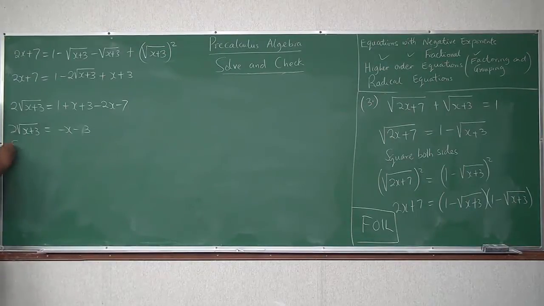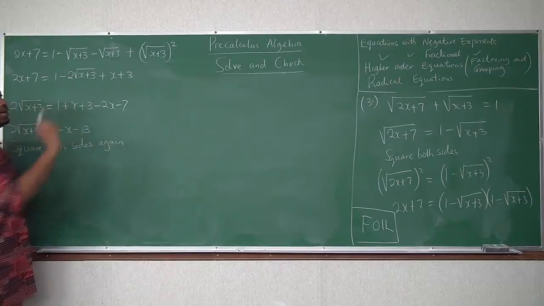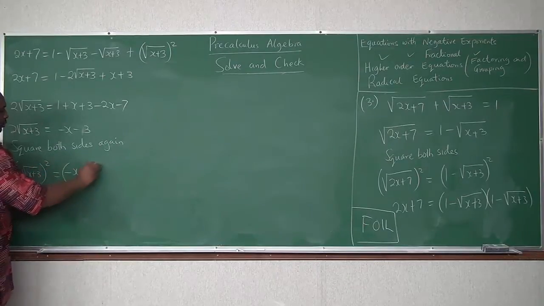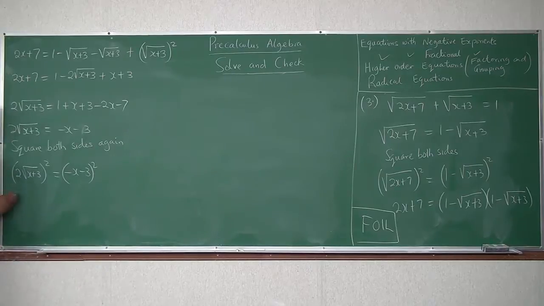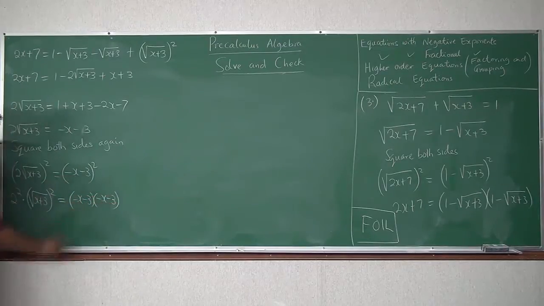Now, we have to do what? Square both sides again. This is the second time. If you see two radicals, you will square two times. So this means 2 square root of x plus 3 all squared is equal to minus x minus 3 all squared. Okay, now this means 2 squared times radical x plus 3 all squared. This is the law of exponents. Equal to, you FOIL this, minus x minus 3 times minus x minus 3.